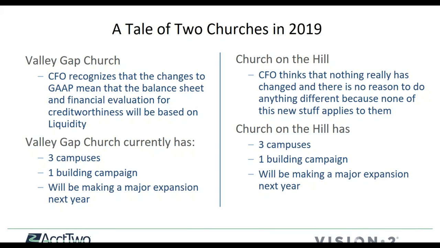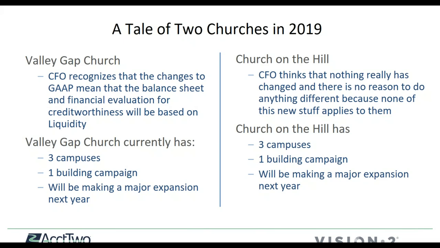We've got two different churches here. We've got Valley Gap Church and Church on the Hill. Valley Gap's CFO has spent some time understanding the changes to GAAP and realizes the evaluation for creditworthiness will be based on this new liquidity concept. Valley Gap has three campuses and one building campaign that they will finish this year, and then they'll be making a major expansion next year in which they're going to be looking for additional financing.